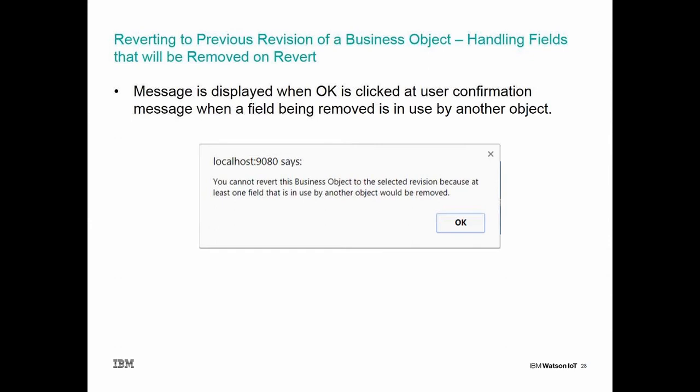If any field that you're removing on the revert is still in use by another object, you will receive a message. This screenshot shows this message, and it basically says you cannot revert this business object to the selected revision because at least one field that is in use by another object would be removed.